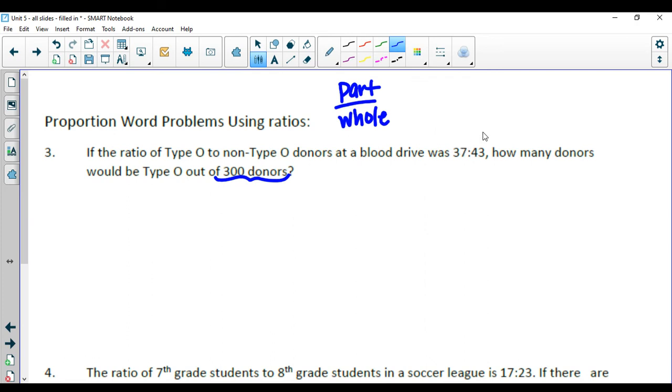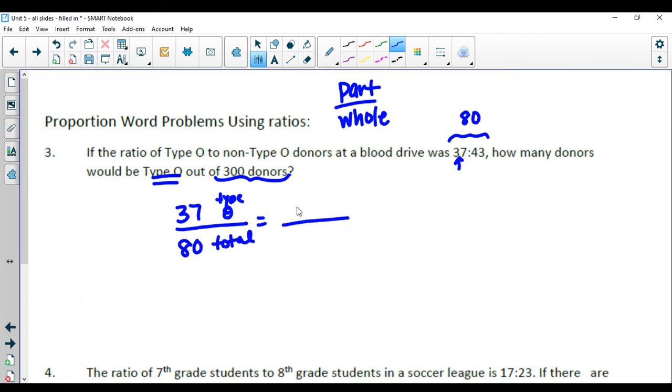So here we have type O, non-type O. We need to get our total. So if I do 37 plus 43, I end up with 80. So I have 80 total in my ratio that's here, and I'm trying to look at that out of a total of 300. So I want to know type O. So type O came first in my ratio. That was 37. So 37 type O people, out of 80 total, is equal to how many type O out of 300 total.